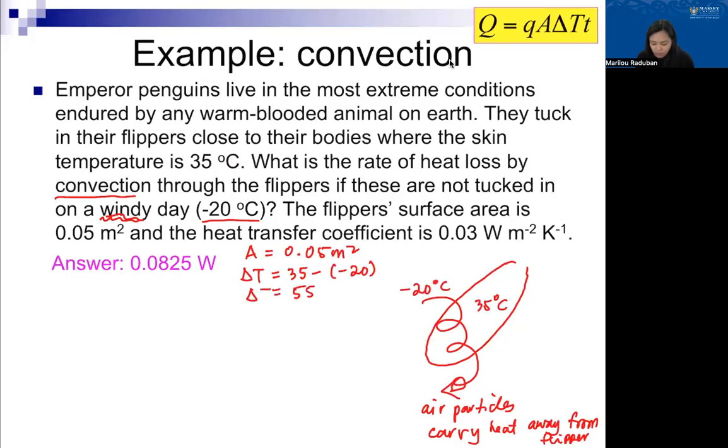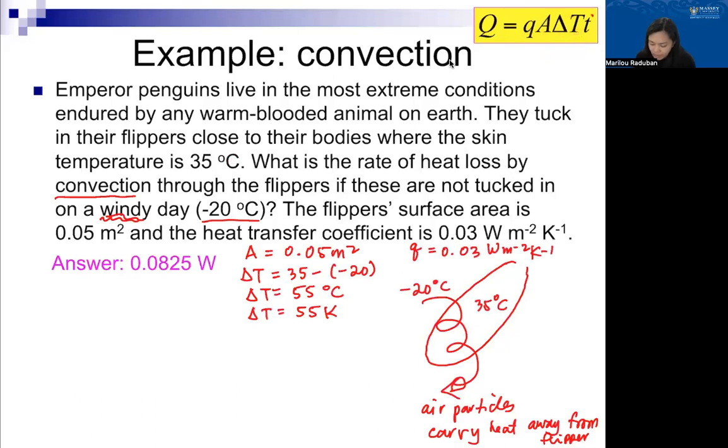Right. And that gives you a temperature difference of 55 degrees Celsius. That is, of course, equal to 55 Kelvin as well. Right. And then you have here the convective heat transfer coefficient 0.03 watts per meter squared per Kelvin. Okay. So looking at the equation for heat transfer by convection, we actually were given everything. Q = hA delta T, t, right.